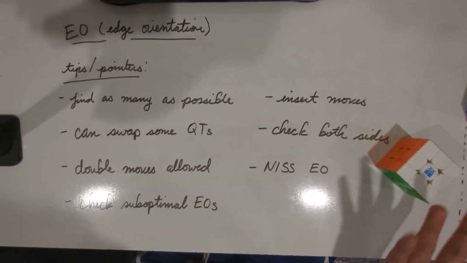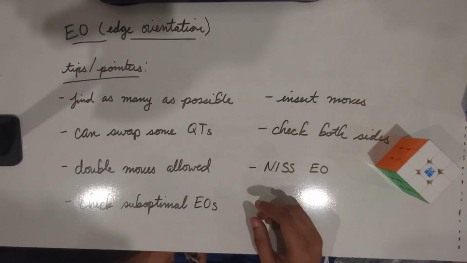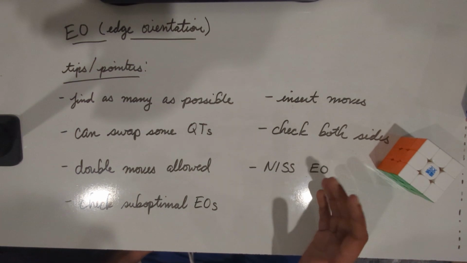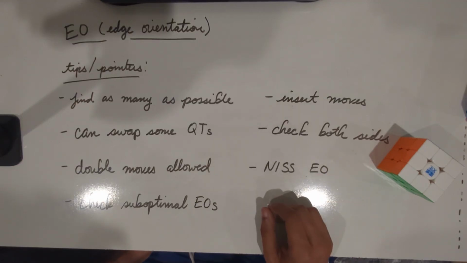And so therefore, that's the one you would have wanted to pick. But if you only wrote down the 3-move EO, you would never have found something like that. So check the EOs up to 5 moves.